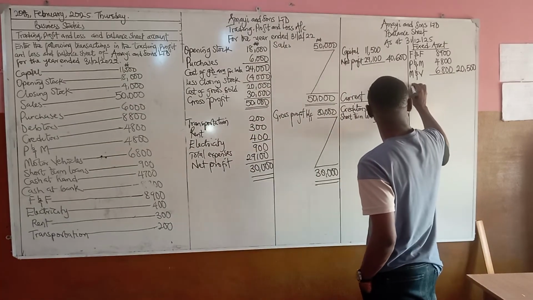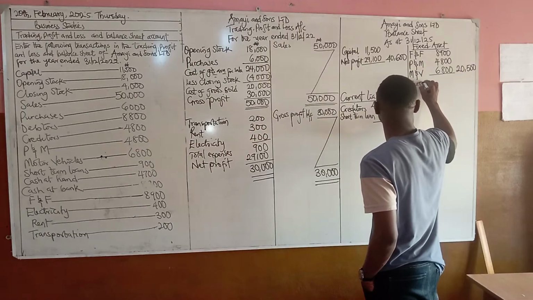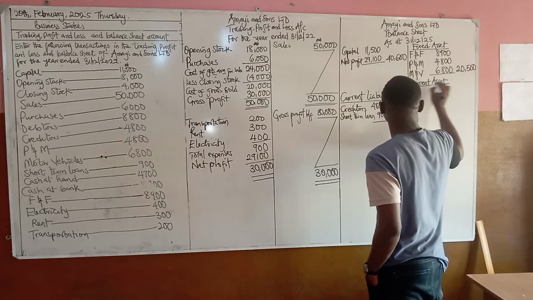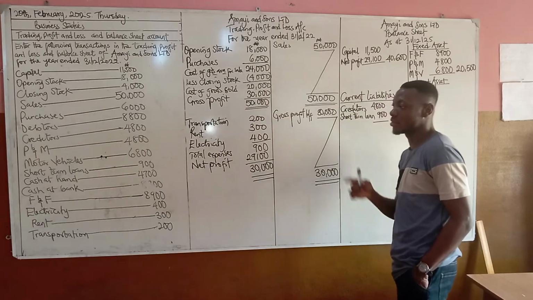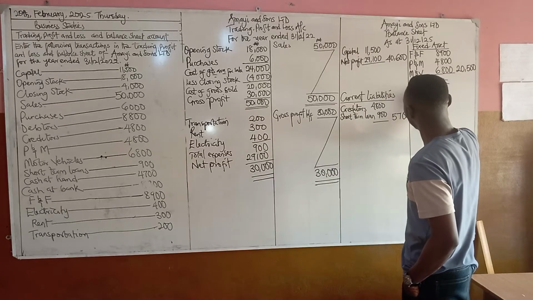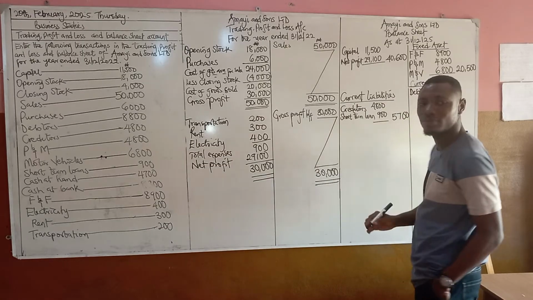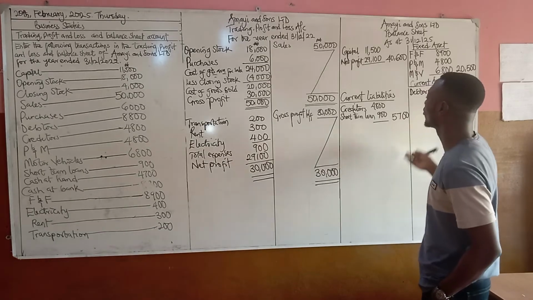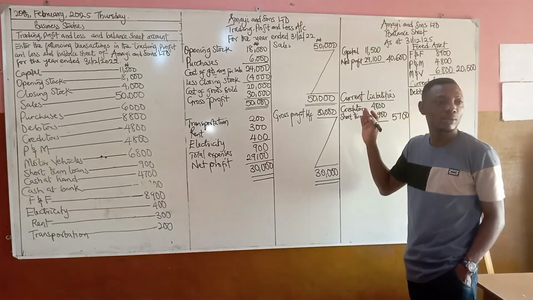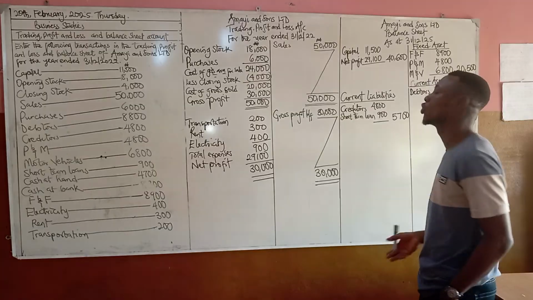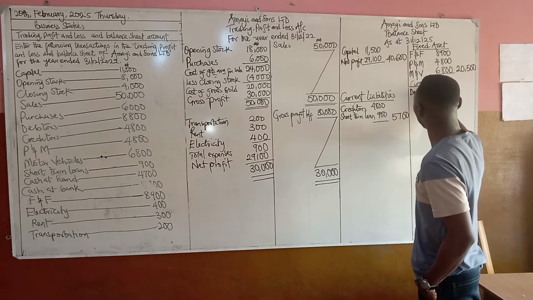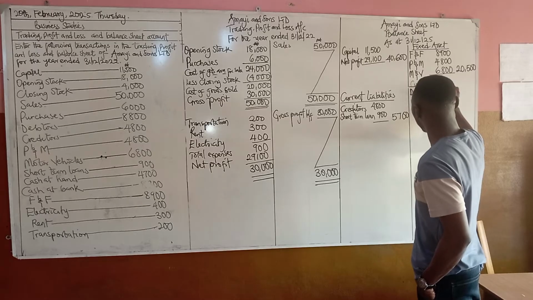Current assets. So let's say we have our current assets. So what are those items we have in current assets? Debtors. We have debtors. Who said creditors? So do we have creditors under current assets? No. Where is it recorded? Current liabilities. Good. Debtors, what's the value of debtors? 8,800. Wonderful.